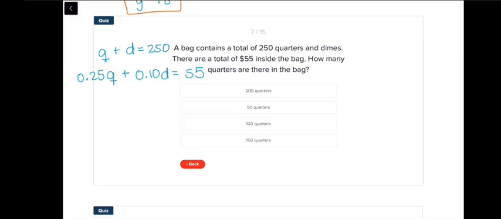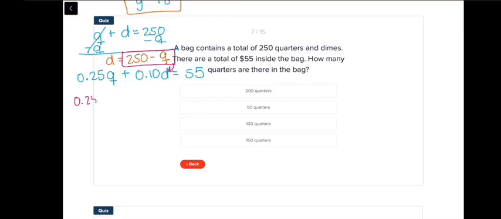It won't make too much of a difference which one you choose. Given that the problem wants us to know how many quarters there are in the bag, I probably want the variable left in the end to be quarters. So since I want quarters in the end, I'm going to solve for dimes, which means I'm going to have to subtract the quarters from both sides. And this will leave me with dimes is equal to 250 minus however many quarters there were. Now that I have this, I can take this equation and substitute it in here.